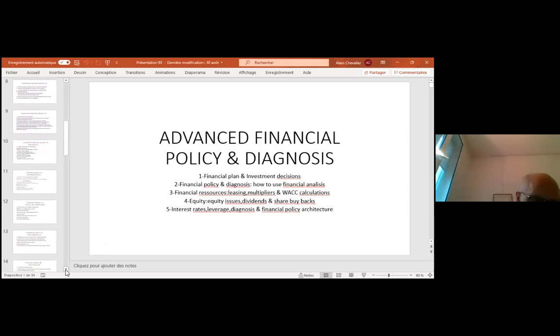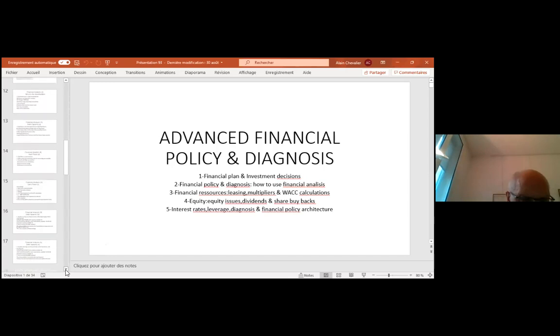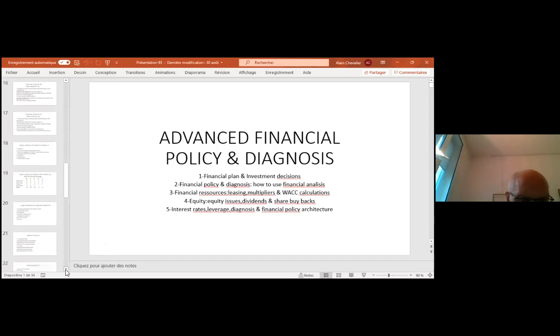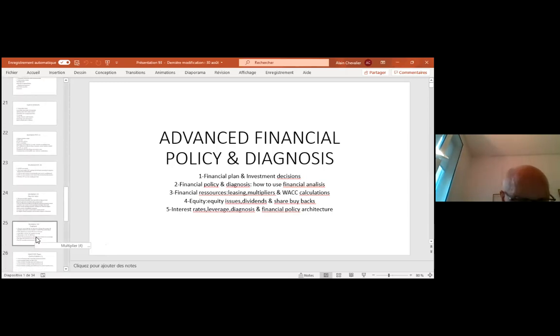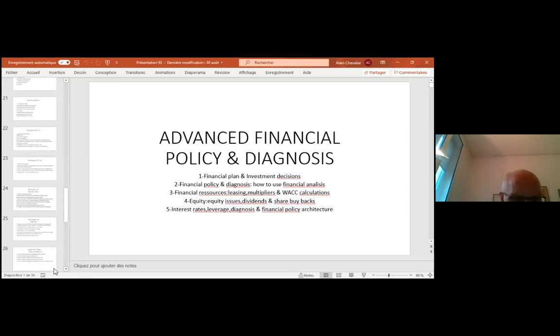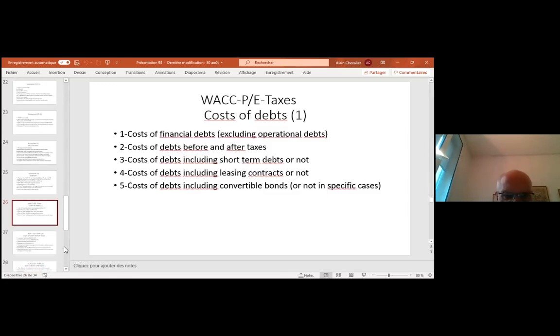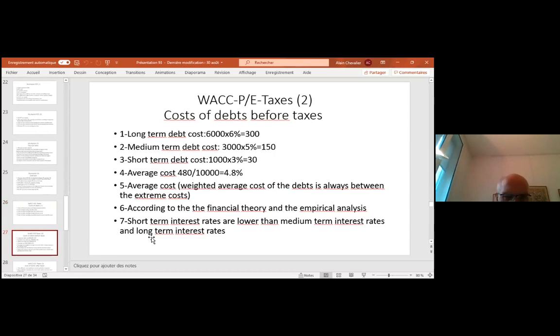I started by the beginning of this exercise. I should start with 26, I think. Yeah, we started there. We went through a few calculations on the cost of debt before taxes.